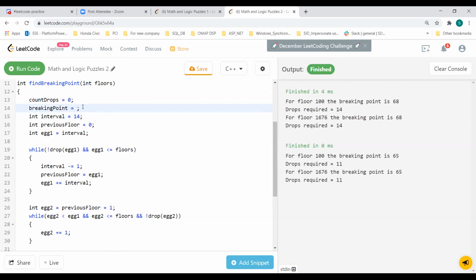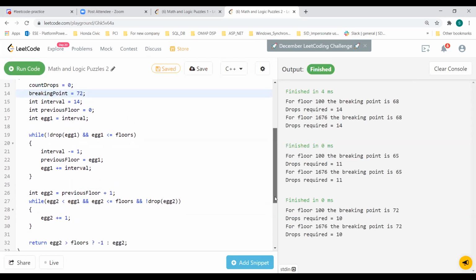So even if we take 71 or 72, it will reduce to 10, right? Because 14 was the maximum, it keeps on going from the lower point 14 and then goes down and up based on what interval we are selecting for the breaking point, right? So that is what is said in the book.